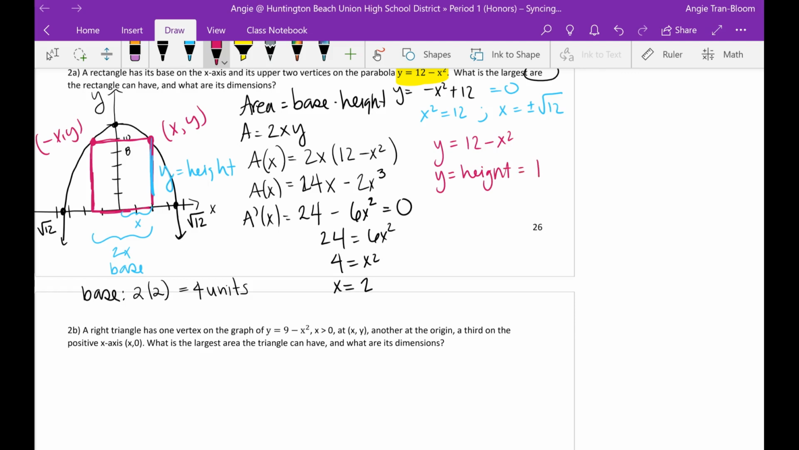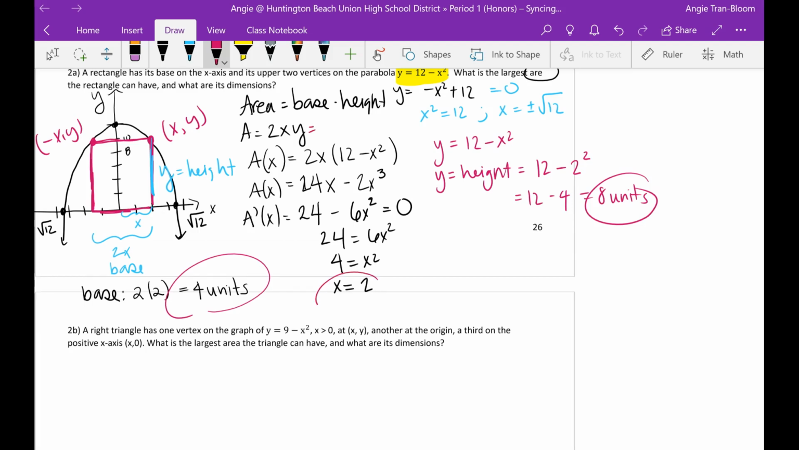Okay, so that's going to be 12 minus, we found x. X is 2, so that's 2 squared. So 12 minus 4. So the height is going to be 8 units. So those are my dimensions. Now I need to plug it back into my area.